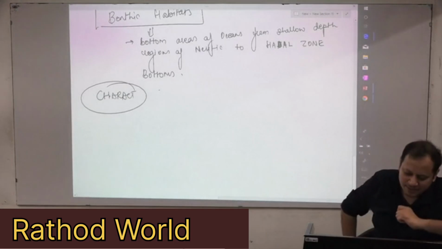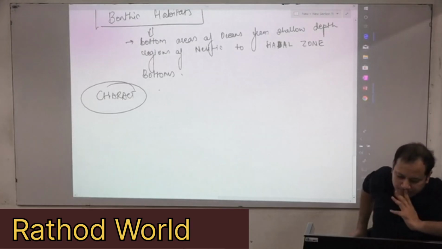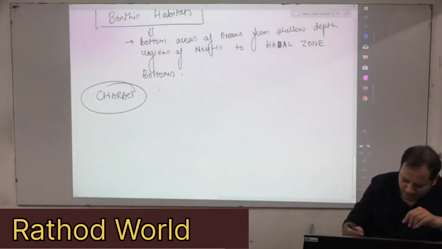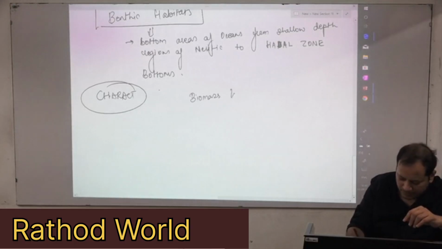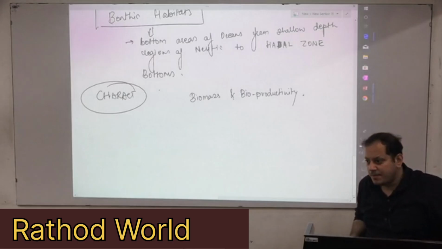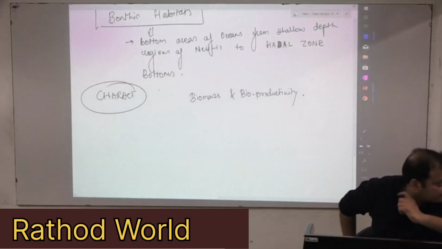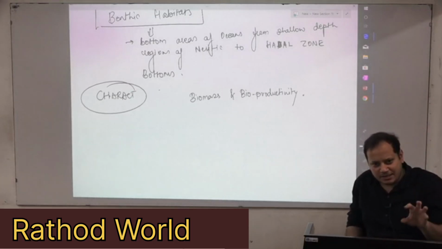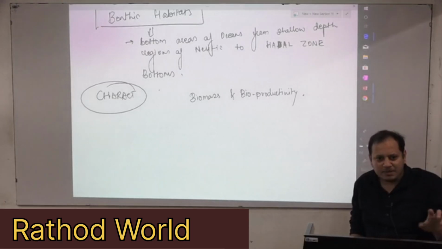So the first characteristic is very low biomass, very low biomass and bioproductivity. Tell me, what is biomass? Weight of all the living organisms there. That is what is known as biomass. What is the biomass of the class?